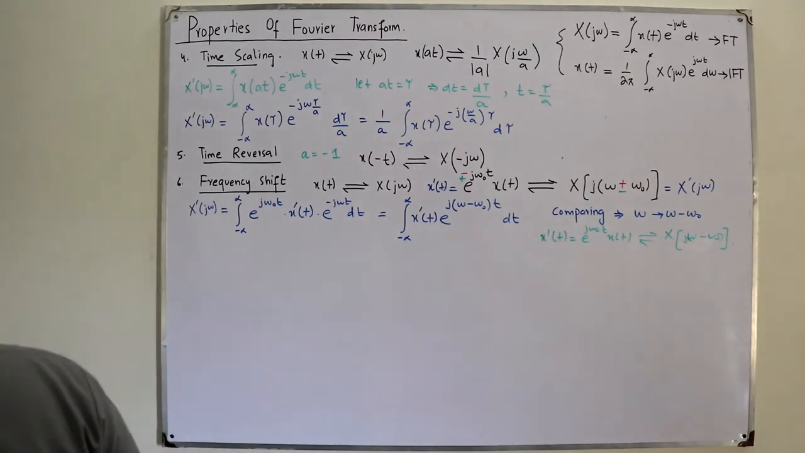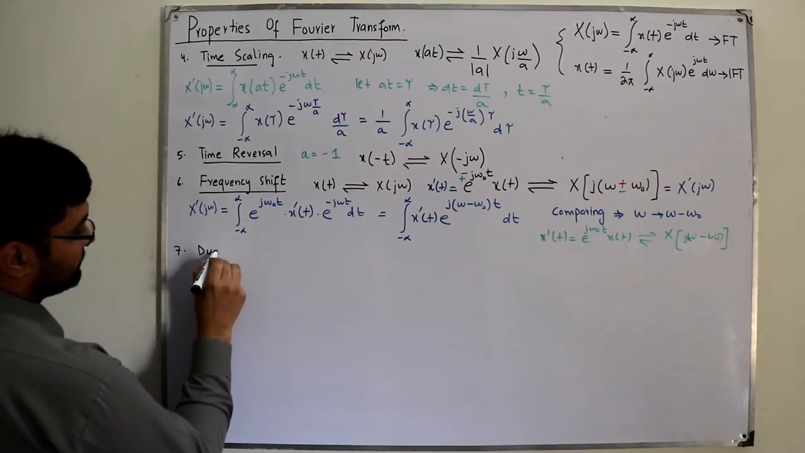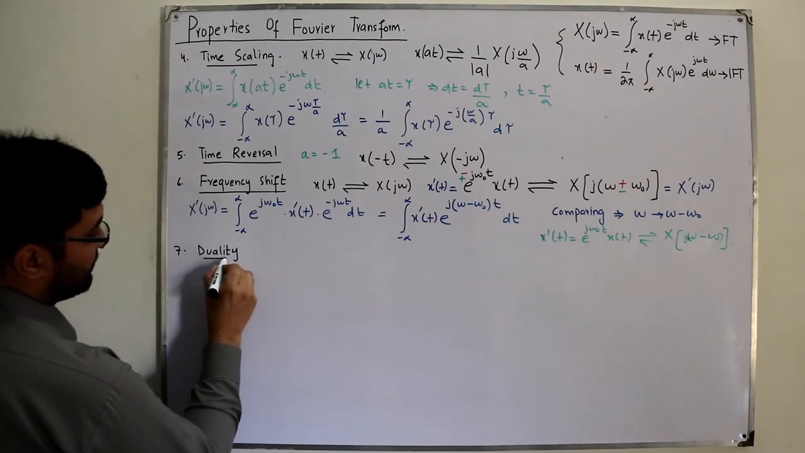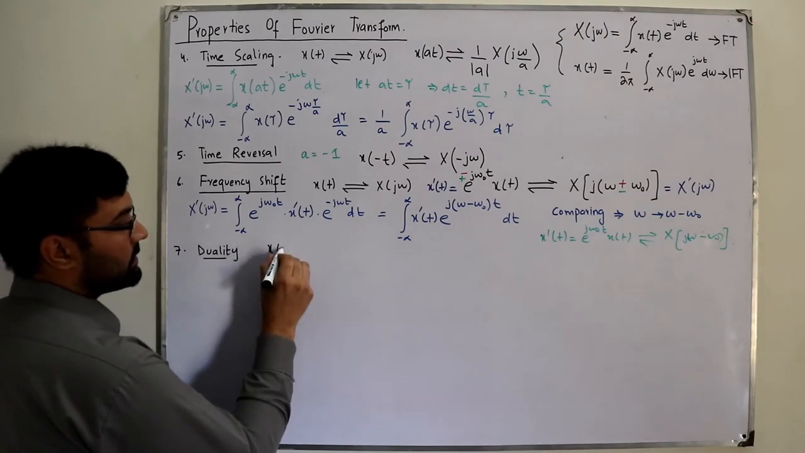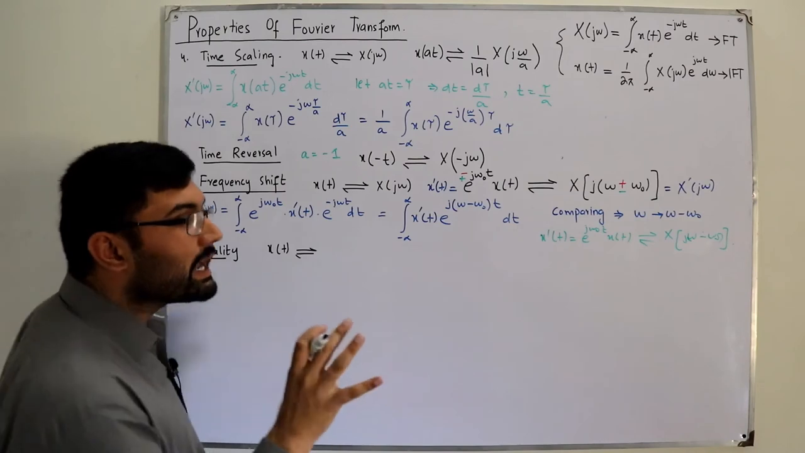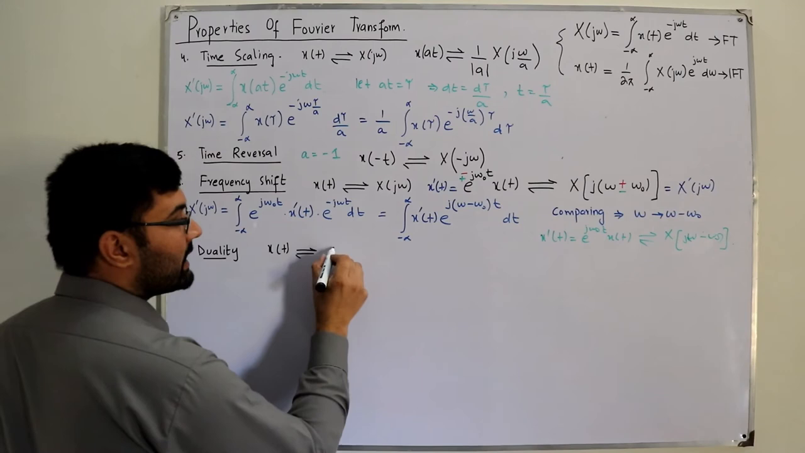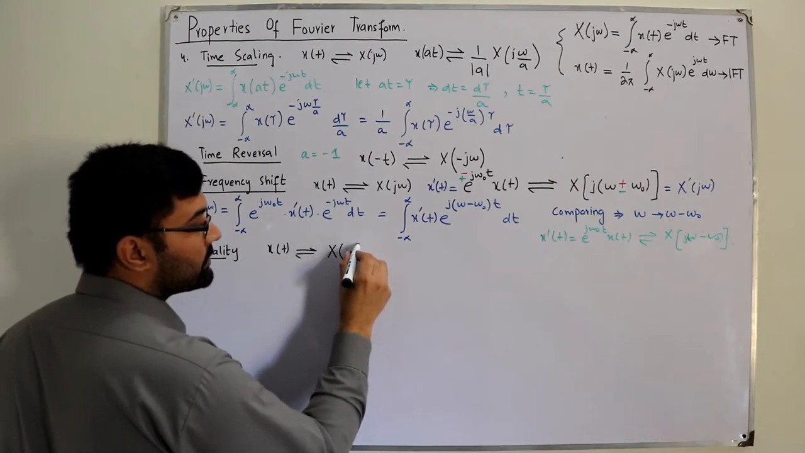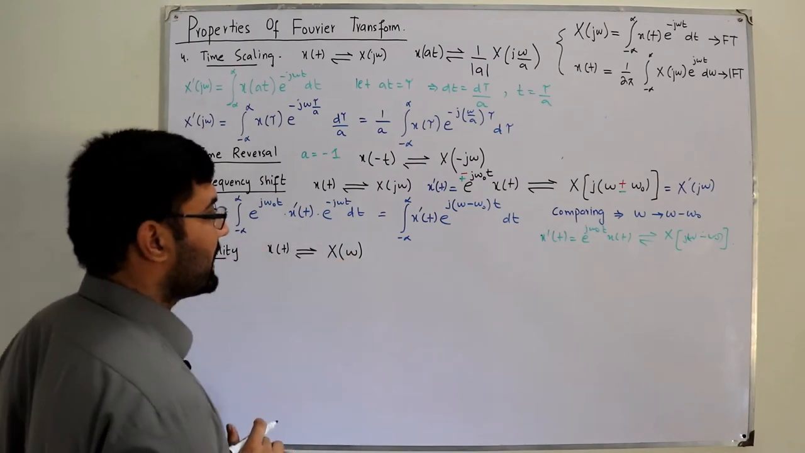What is the next property? Let's see the duality property. Number 7 is the duality property, and let me write it first. So the duality property says what? If x of t has the Fourier transform, let's say if I omit omega for simplicity, X of j omega. We know this is a function of omega, while x of t is a function of time.